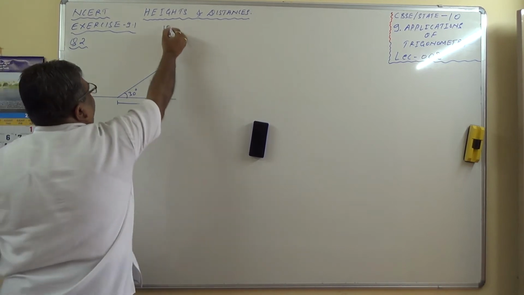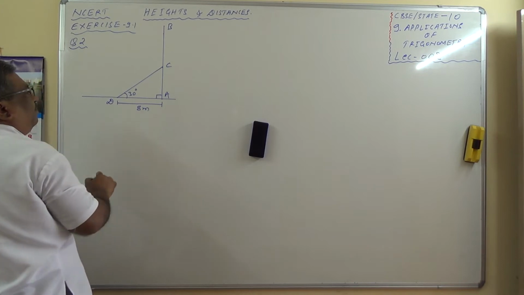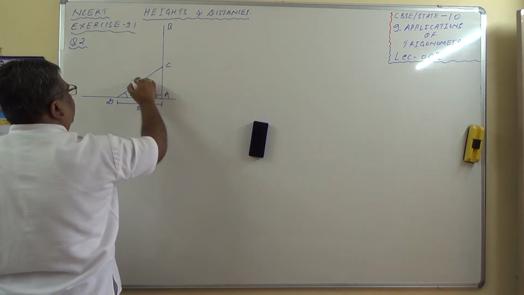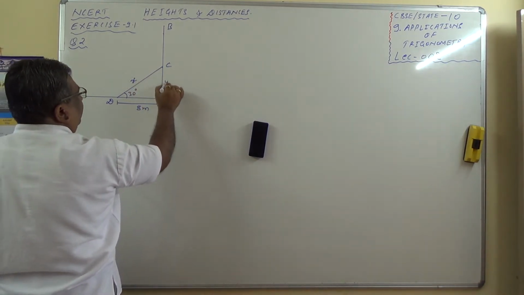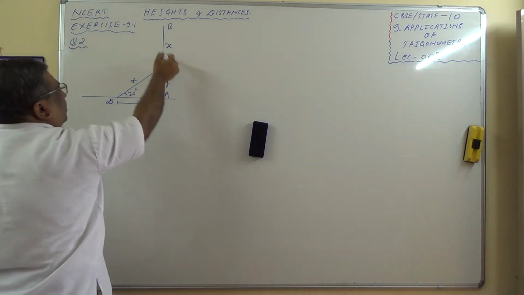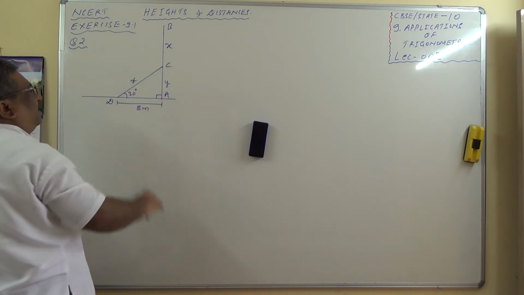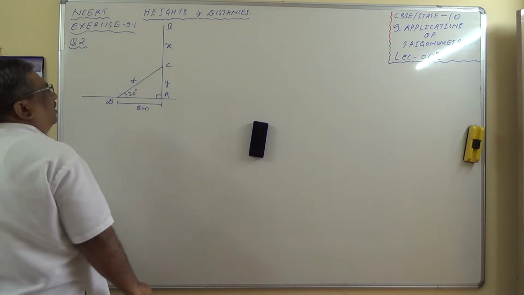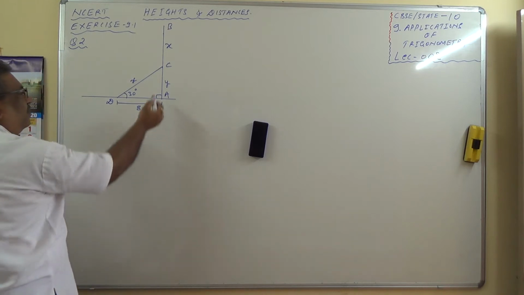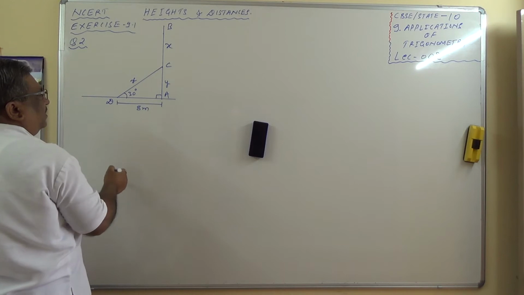So let AB be the height of the tree. This will be C and this is a point D. So let this be x distance and this be y distance. BC is x, therefore this also is x and this is y. So x plus y gives you the total height of the tree. So how do you calculate this x? One side we know in the right triangle, therefore I can calculate this one.